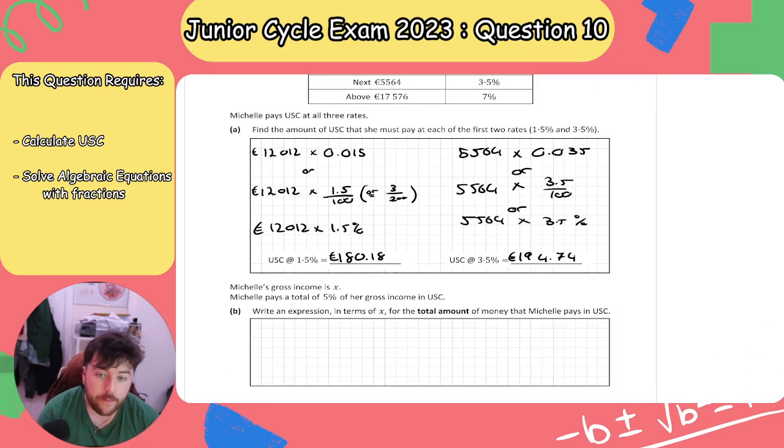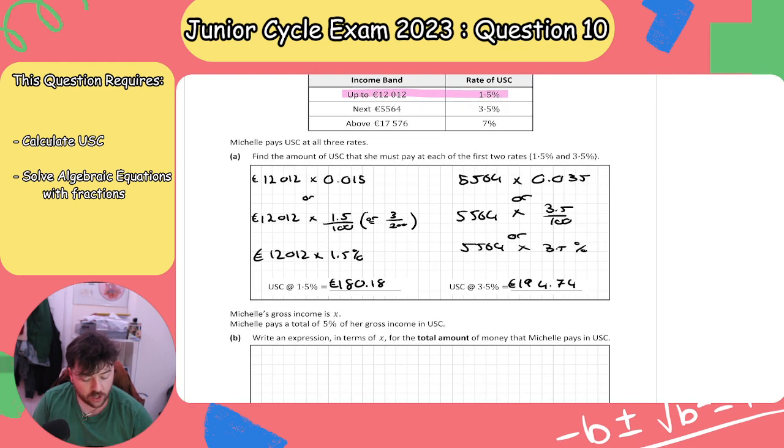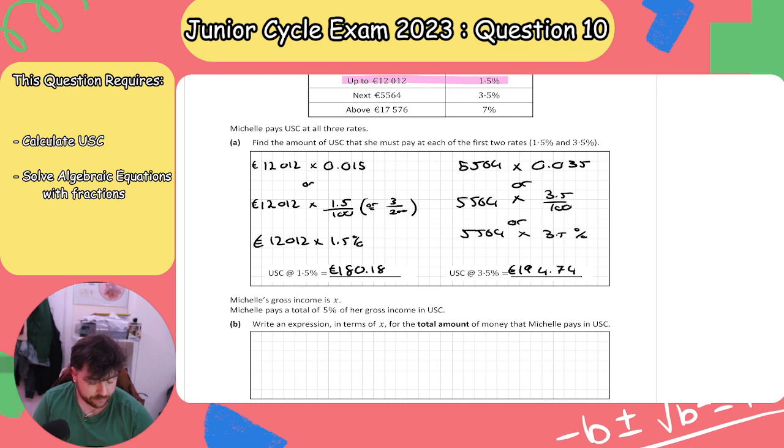Part B now. Michelle's gross income is X. So her gross income, before all the deductions and everything are taken off, is X. Michelle pays a total of 5% of her gross income in USC. So 5% of her total gross income goes to USC. Write an expression in terms of X for the total amount of money that Michelle pays in USC. So we're going to have an equation here, right? Or it says an expression.